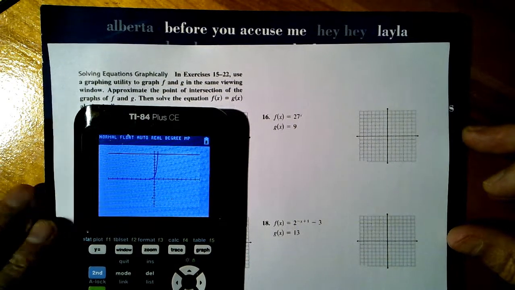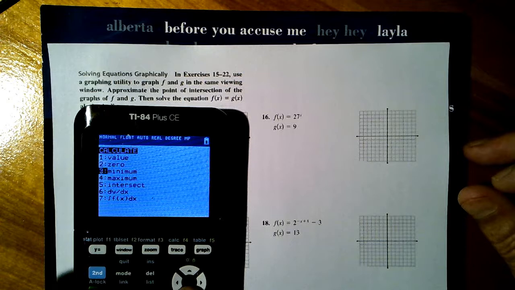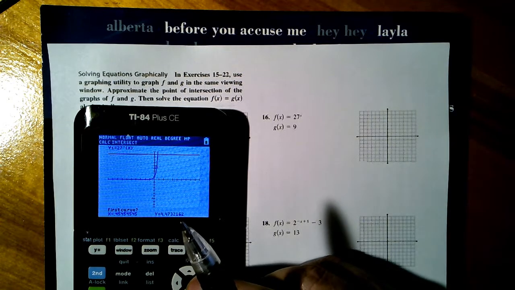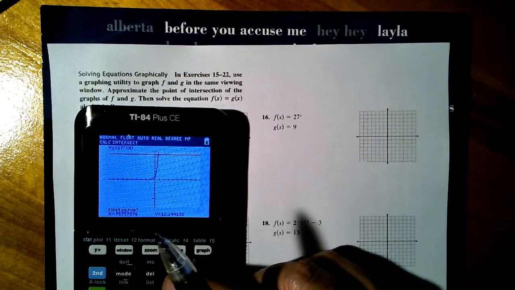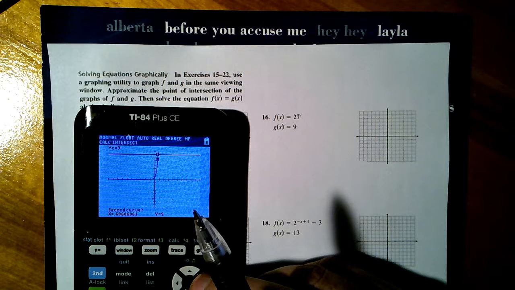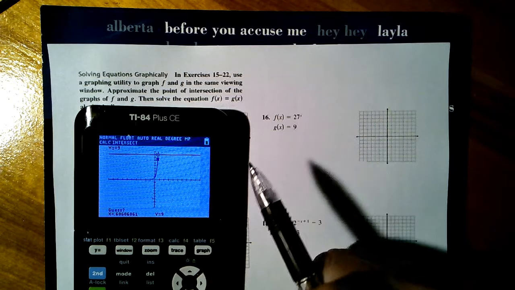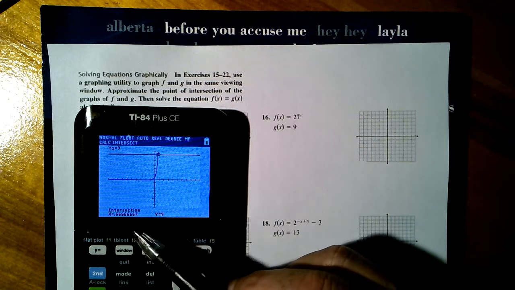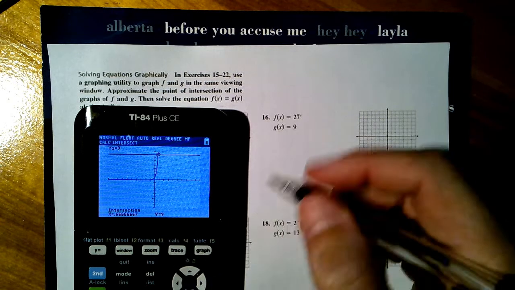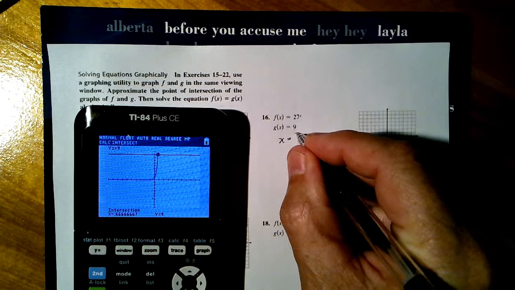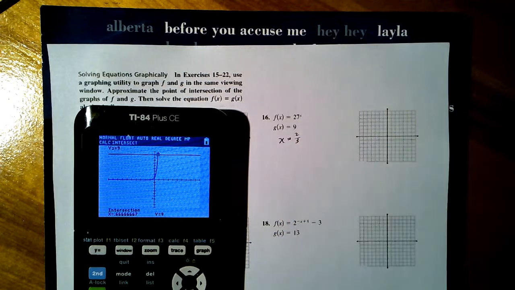So now I'm going to go second calc intersect, and I'm on the blue curve, I just want to get close to that intersection and hit enter. It jumps me onto the red curve close to the intersection, enter one more time, and 0.6666666, it looks like probably x. Now you can round that to 3 decimals, but I believe x equals 2/3.